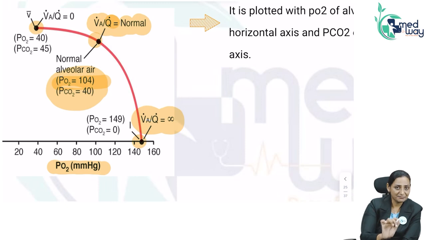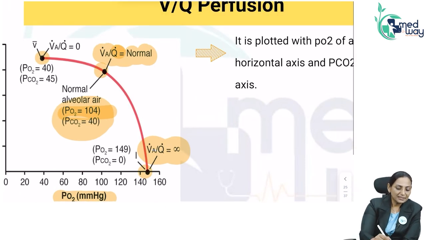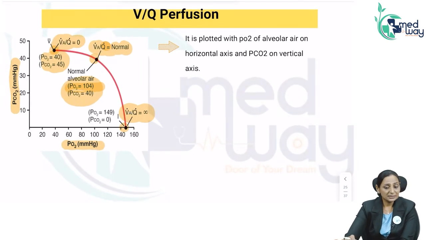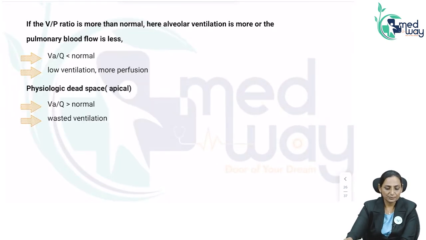These points are hard and fast, right? Similarly, ventilation perfusion 0. No ventilation and perfusion is okay. So here the oxygen and carbon dioxide will be same as that of the venous blood, right? So this is again, graph is also important, right?